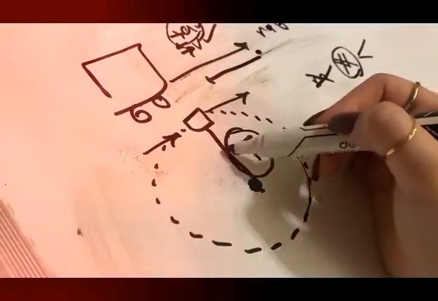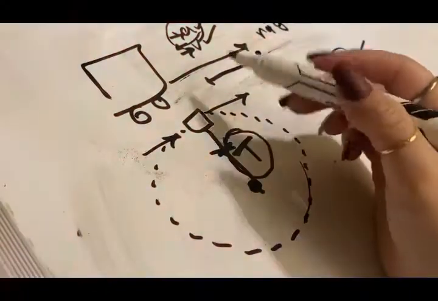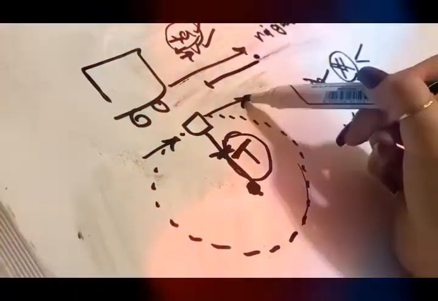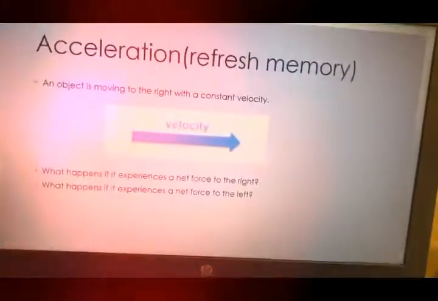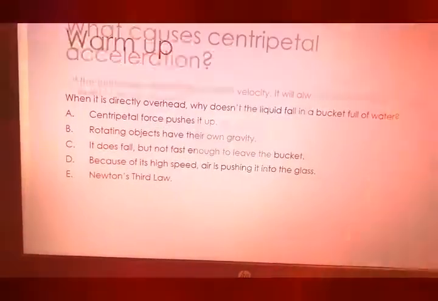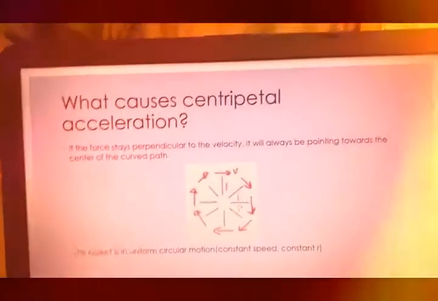All right, so if we cut this rope, what happens is that this object will probably fall in this way or like this, because no more force is keeping it in this path. All right, let's get back to our presentation. So what causes centripetal acceleration?